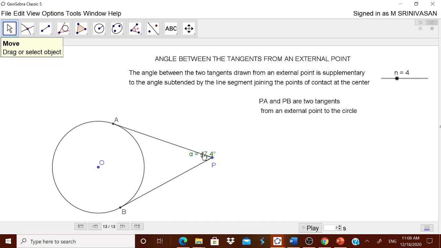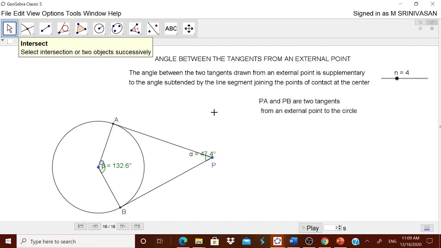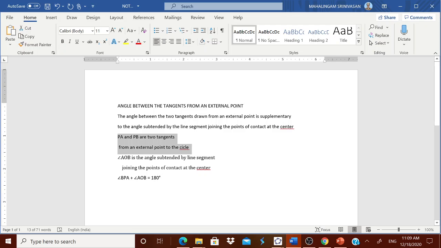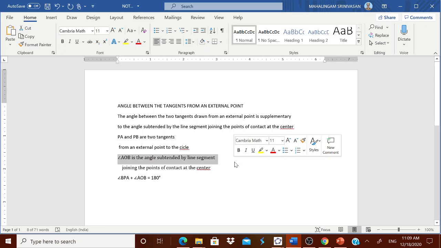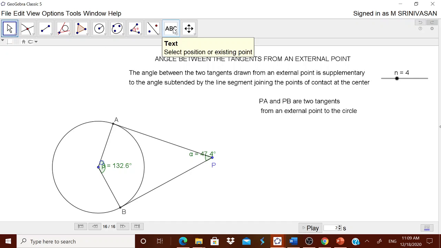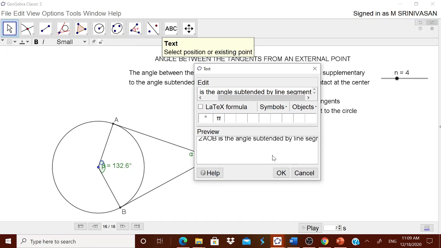Okay, now good. Now we have to make the angle subtended at the center. For that we have to go for the segment, join A and O and B. How to get this angle? Go to the angle tool now, touch B, touch O, touch A. Always do it in clockwise. Now you are very well seeing that the summation is 180 degrees. Here we have to declare that this angle AOB is the angle subtended by the line segment joining the points of contact at the center.